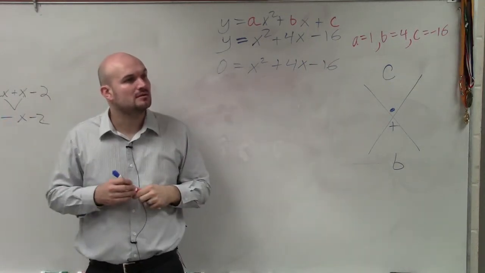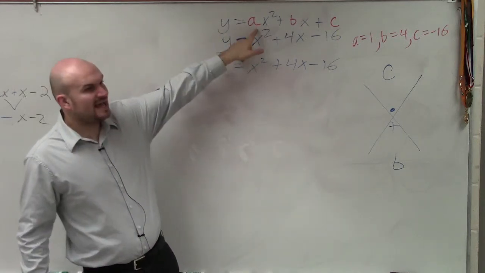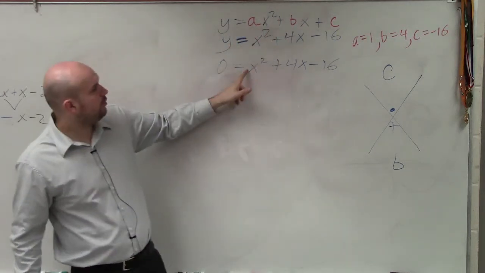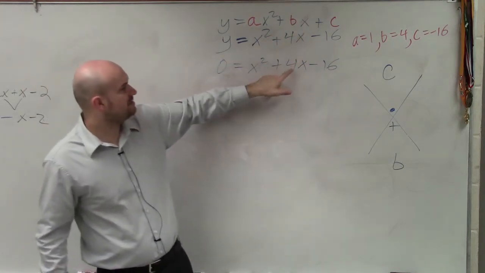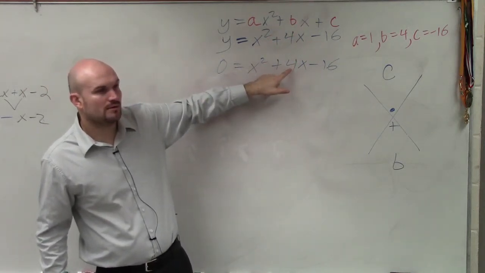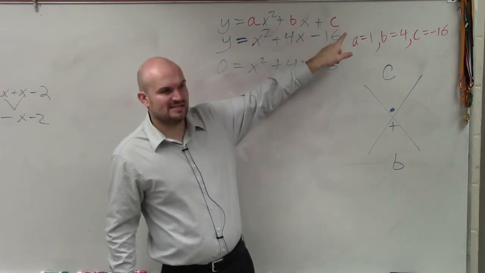Yes? How do you find those? They are just the coefficients. A is the coefficient of x squared. 1 is the coefficient of x squared. B is the coefficient of x. My coefficient of x is 4. C is just the number by itself with no x's.